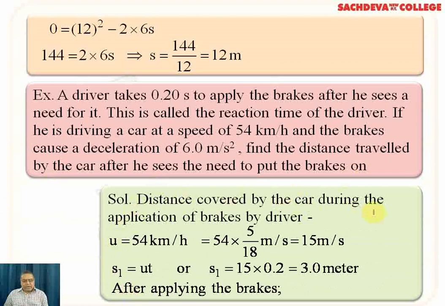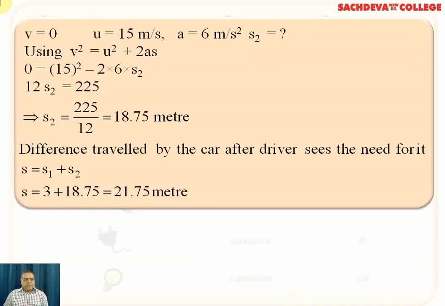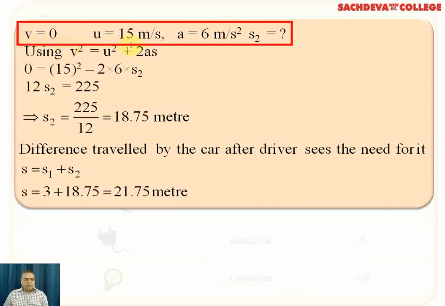Distance covered by the car during application of brakes. That is 54 kilometers an hour. It is converted to meters per second by multiplying it by 5 over 18. So S1 is ut, or S1 is equal to, we will put the values, 15 into 0.2, before applying brakes. Now v is equal to 0, u is 15 meters per second, a is 6 meters per second square, S2 is to be calculated.